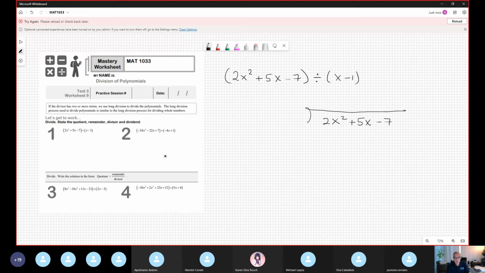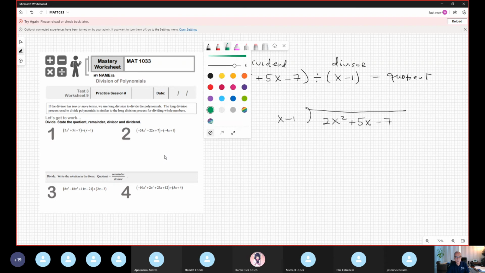Okay, the dividend you copy inside the box, and the divisor you copy outside the box. And the answer is called the quotient. We copy it here in that place, the typical format of long division. So I need to find, let me use another color, let me use blue. Blue is the solution.